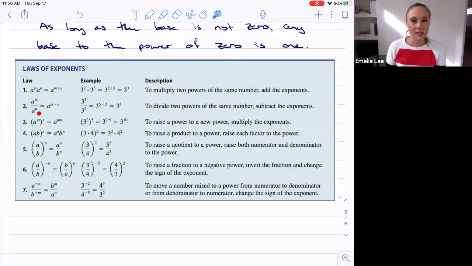If we're dividing, it's very similar. If you have a to the power of m over a to the power of n, that's going to be the same as a to the power of m minus n. And I'll show you why.